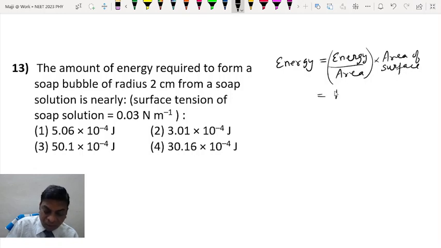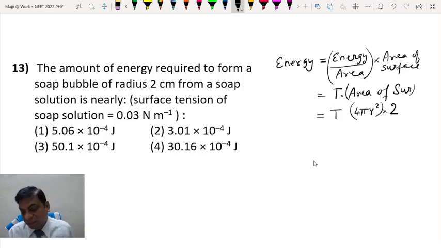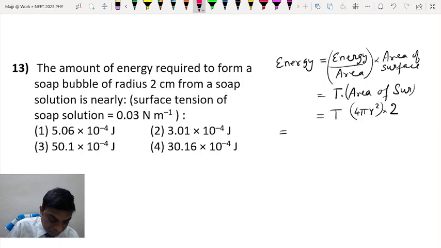Now energy required per unit area is actually surface tension. You must be knowing this. Additional energy required per unit area is the surface tension, multiplied by the area of surface. Now a soap bubble has two surfaces, one inner and the other outer. So total surface area will be 4 pi r square multiplied by 2, one for the inner surface and the other for the outer surface. Substituting the values we get.